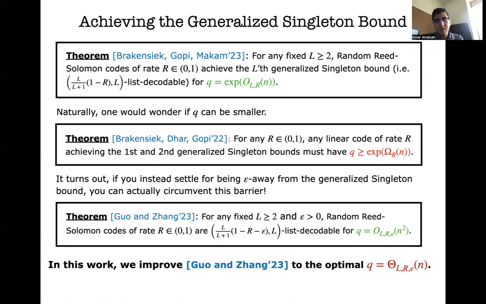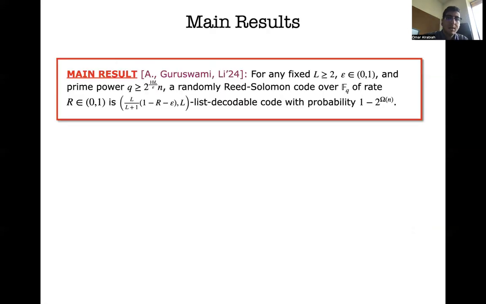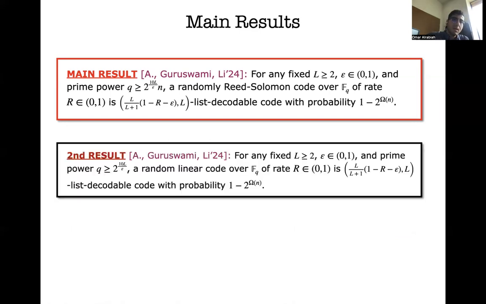And in this work, we optimize their proof down to the linear field size, which is the most optimal field size that you can hope for. So here's our main result in the most formal sense. For a large enough field size Q that's still linear in N, a random Reed-Solomon code is epsilon away from the Lth generalized singleton bound with high probability. Now by using the same proof framework, we also show that random linear codes over large but constant field size are also epsilon away from the Lth generalized singleton bound with high probability. I won't get into this result, but the proof follows almost seamlessly from the main result.